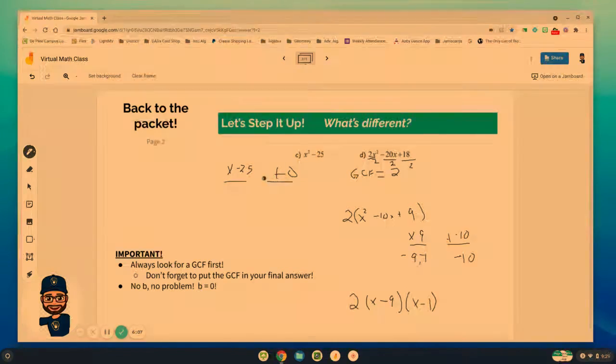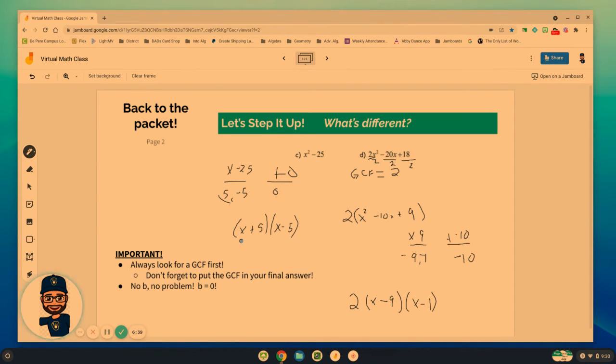Usually it's kind of easy because there's only a couple ways to get 25, and that's 5 with negative 5. 5 times negative 5 is negative 25, and if I add those up, they do add to 0. So I'm going to use these two, x with a positive 5 as one of my factors, and then x with the negative 5 as my second factor. Okay, and again, that's all what we call the factoring process.